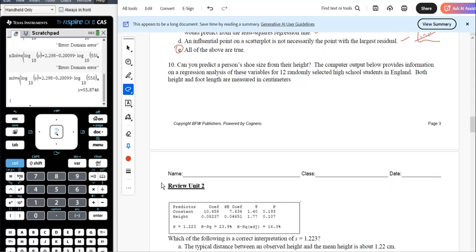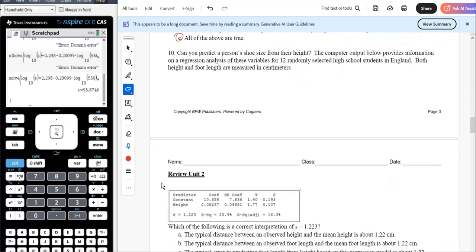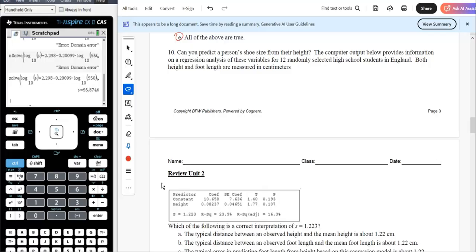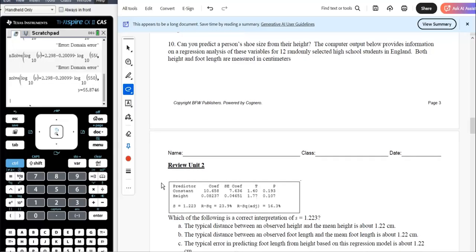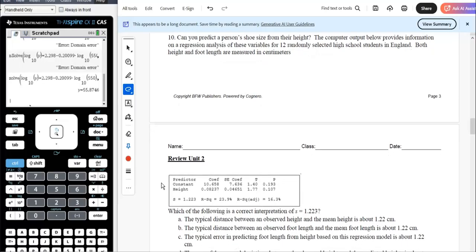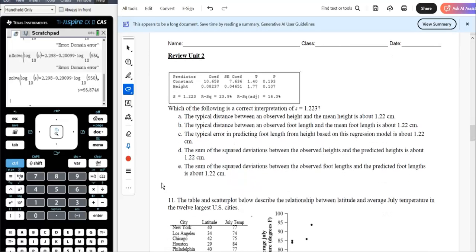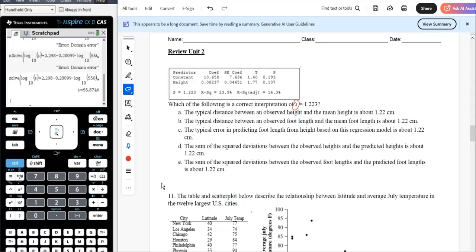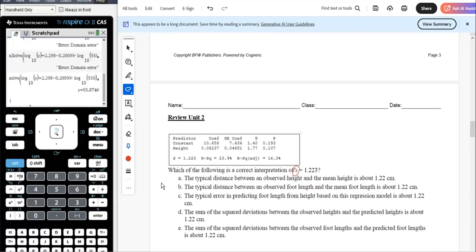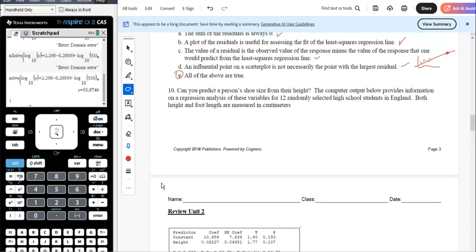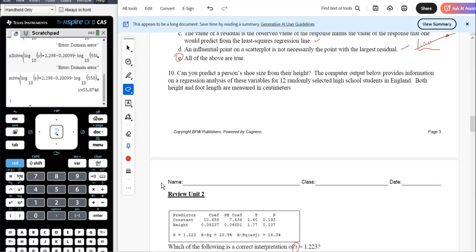Can you predict a person's shoe size from their height? Computer output below provides information and regression analysis for 12 randomly selected students. Which is a correct interpretation of S? So S is the standard deviation of the residual. So the typical residual, measured in centimeters, I guess. Okay.